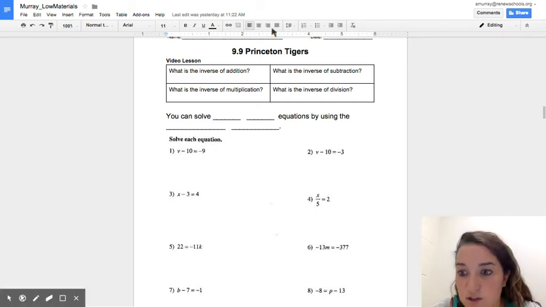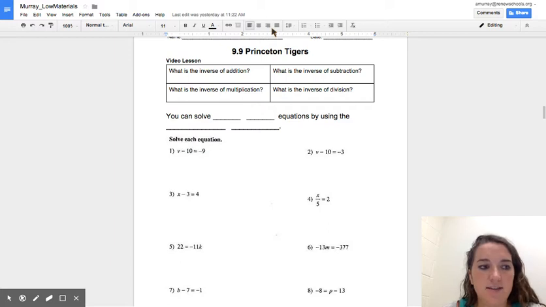Hey Prince and Tiger, so we have the same guided notes as yesterday. We're going to quickly go through the inverse of operations and then get started.